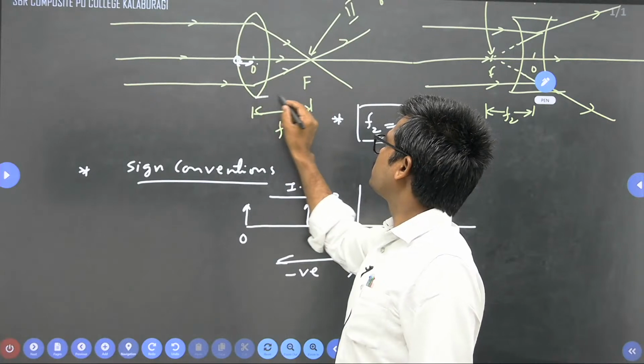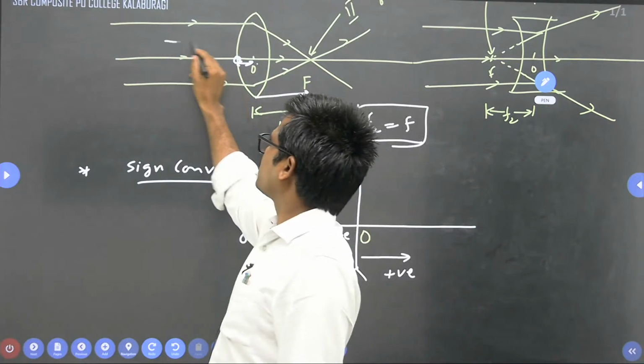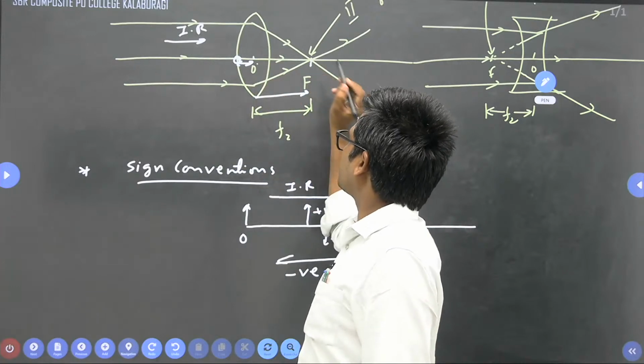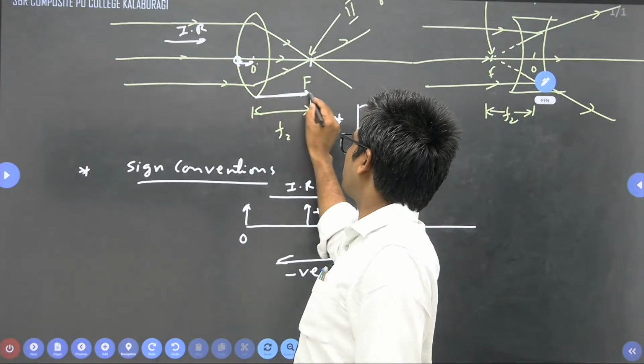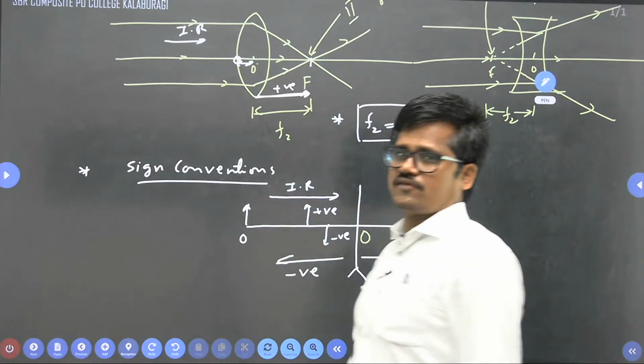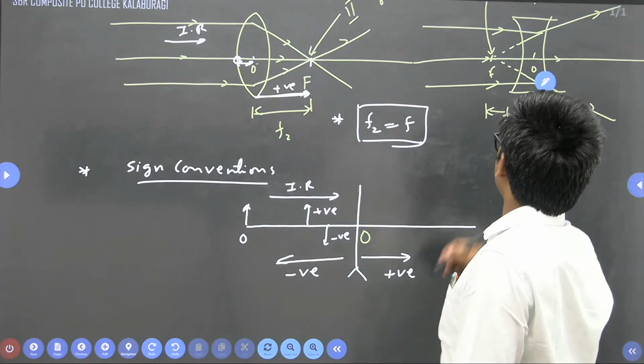Optic center to focus is this side. Incident light is on this side. This is the incident ray. So from the optic center, this is the second focus. We are going from optic center to focus in the direction of the incident ray. So the focal length of a convex lens we take as positive.